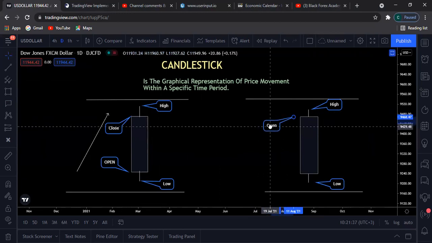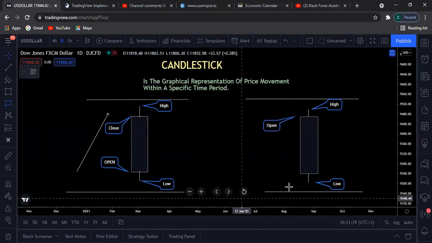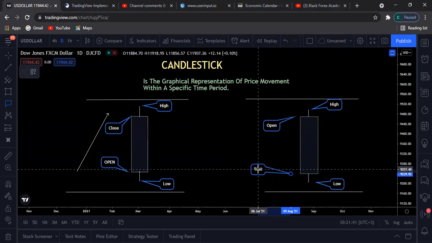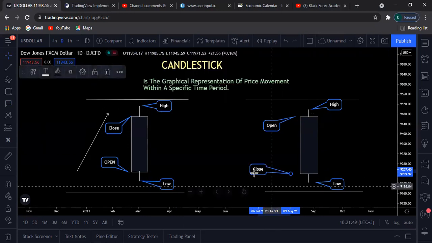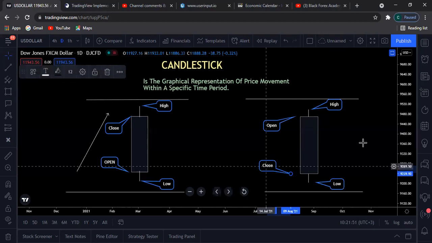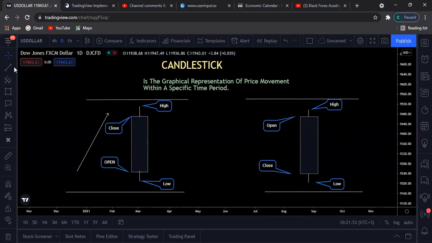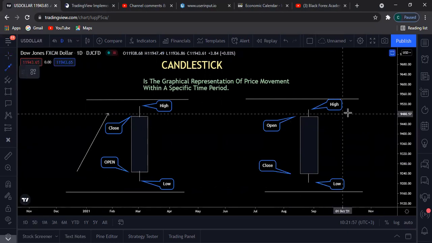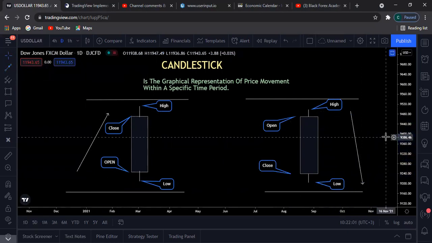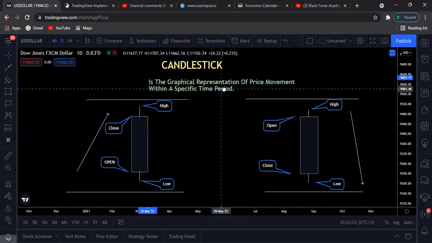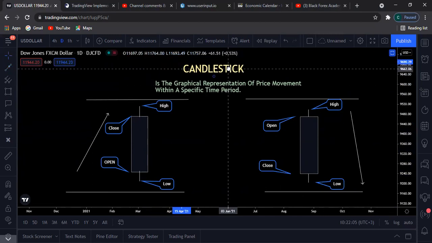This will be an open, and then this one right here will be the close. Oh, excuse me. This will be the close. Now, obviously, this will be a bearish candlestick.